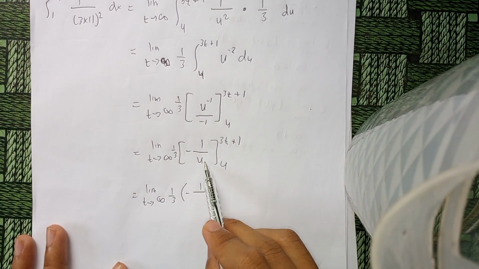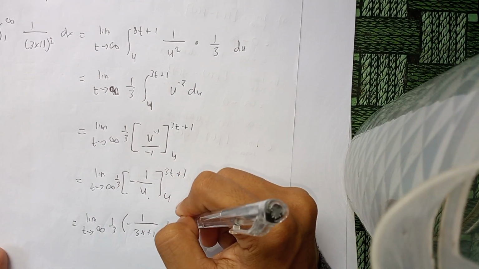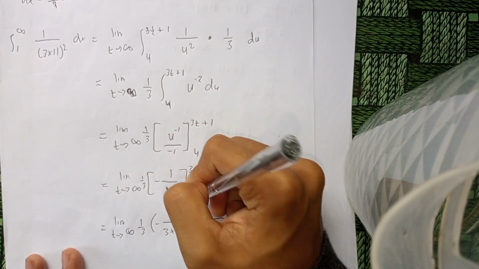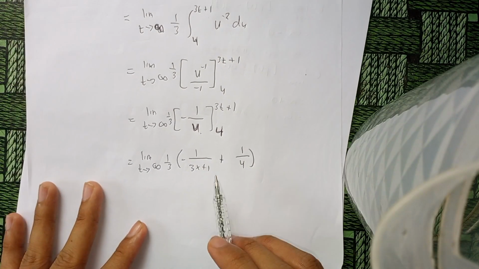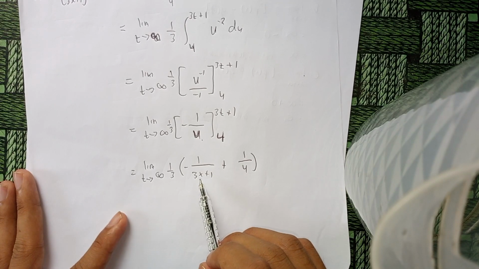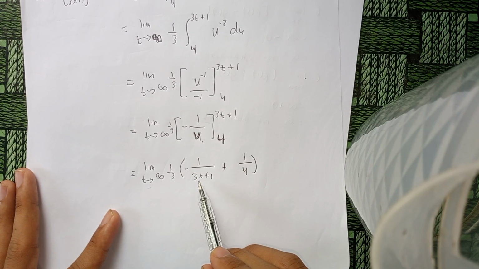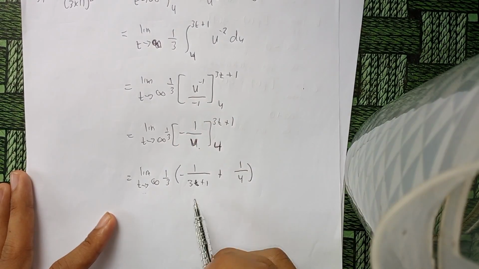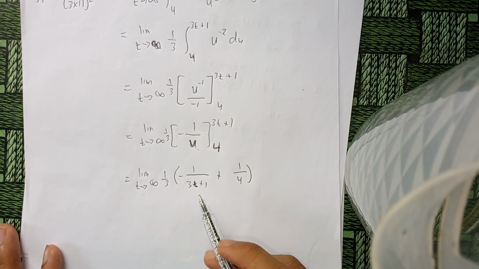So negative 1 where u is 3x plus 1, plus 1 over 4. And then let us apply the limit. So when we apply the limit here, the answer here is 0 since infinity plus t is infinity. Infinity times 3 is infinity, plus 1 is infinity. So negative 1 over infinity is 0.